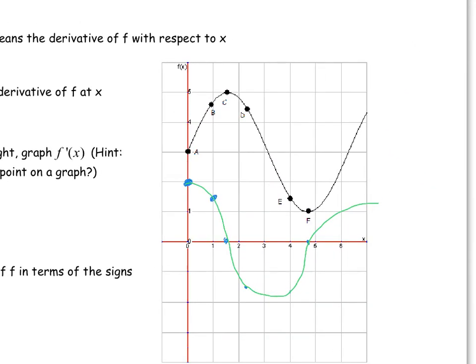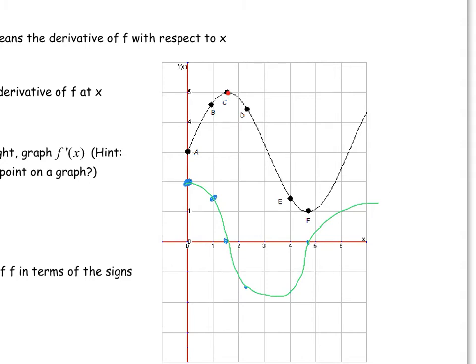Okay, but the connection I'm looking for here is that when f is increasing or has a positive slope, the graph of f prime is above the x-axis right here, because the y values of your derivative graph represent the slope of f. So if f has a positive slope, then f prime, which is the slope, must be positive. It must have positive y values. So when f is increasing or has a positive slope, f prime is above the x-axis.